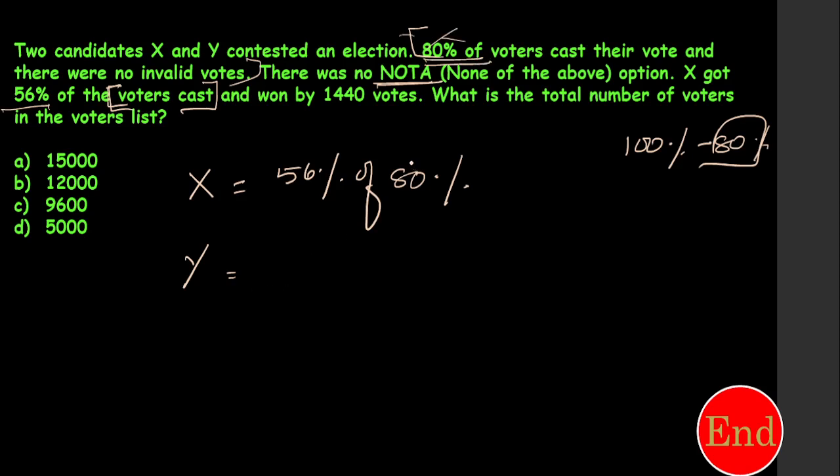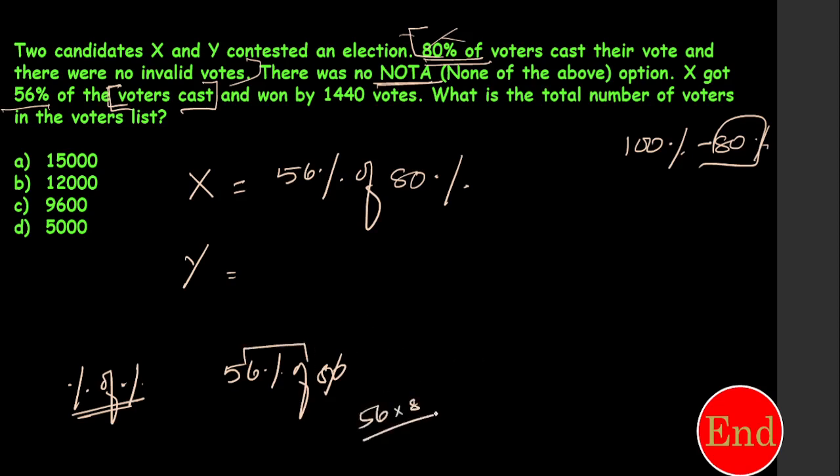So there is only 80% votes cast. From that 80, 56% voted for X. That means percentage of percentage. Don't subtract 56 from 80. Okay, we need to multiply here. So percentage of percentage, this concept I had also explained in class. So 56% of 80, cancel the 0, 56 into 8. So 56 times 8 is nothing but 448, so 10 is not cancelled, so I will put 44.8.